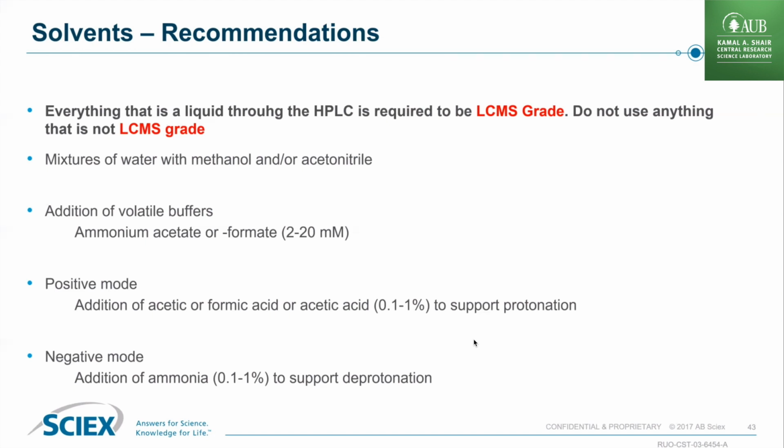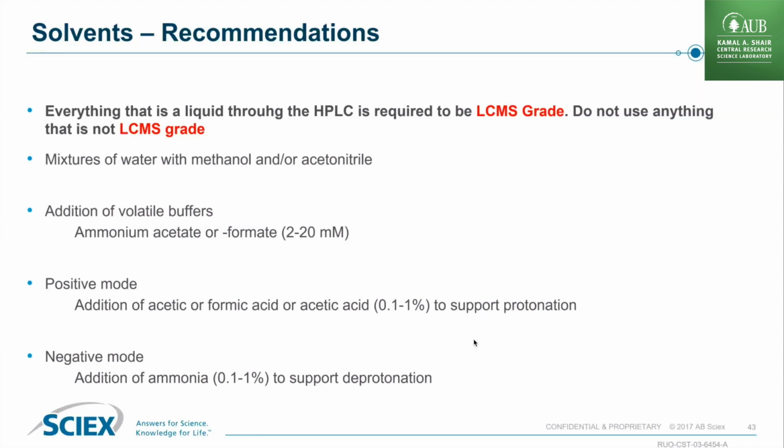We can also add an acid in positive mode, for example, formic acid or acetic acid. My choice would be formic acid, 0.1 to 1% to support the protonation. Again, formic acid is hygroscopic and goes bad quickly. The expiration is roughly 2 or 3 months, and you need to buy LCMS grade formic acid. In negative mode, conversely, we can add a base to support deprotonation, and that would be ammonia.